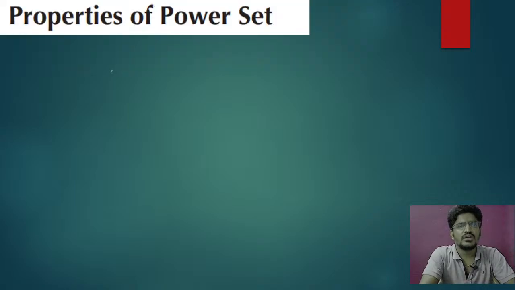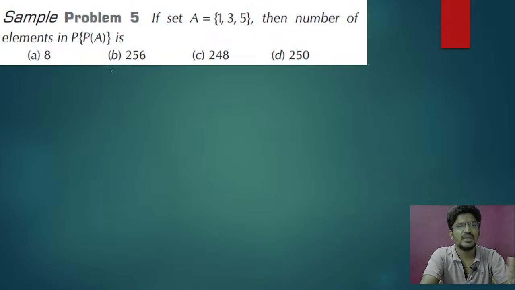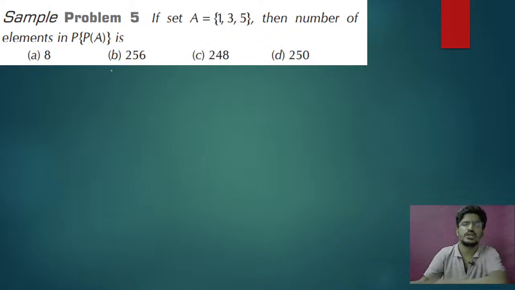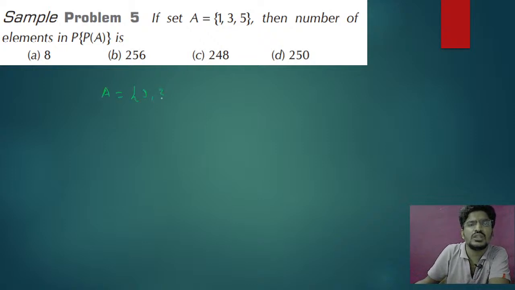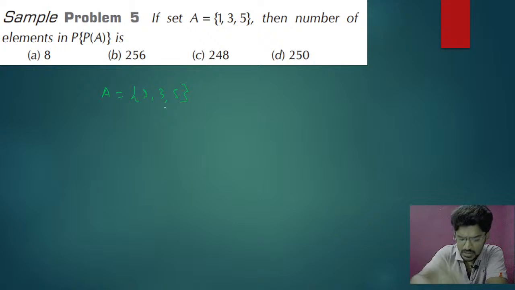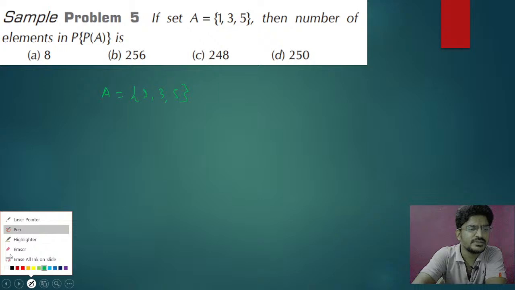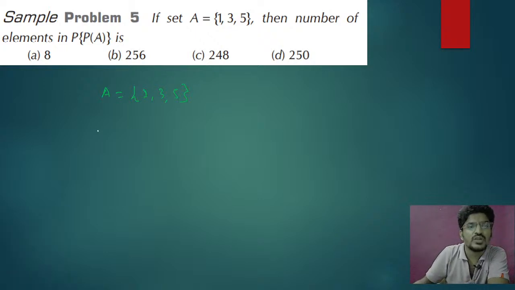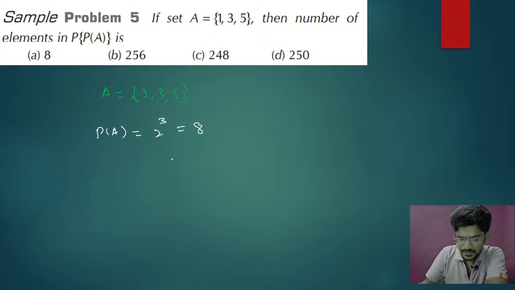So now quickly, properties of power set I have already discussed. Coming to problem number 5, very important. Quickly try to give me the answers. Set A equal to 1, 3, 5. So from this, what is P of A? The number of elements in P of A is 2 to the power of 3, which is 8.